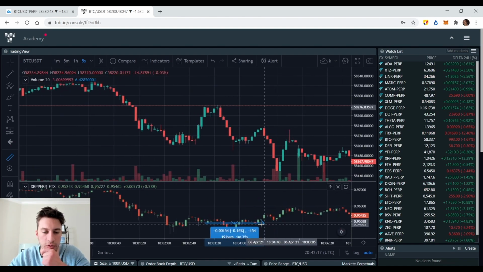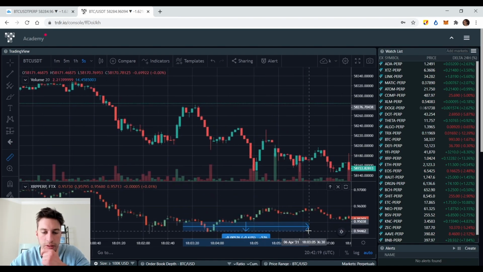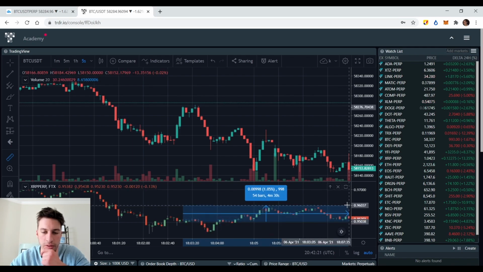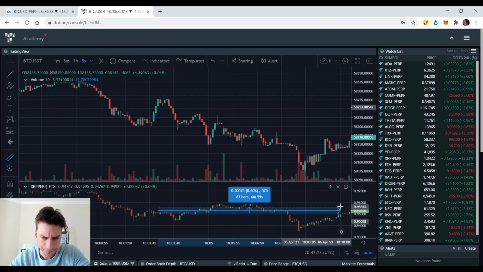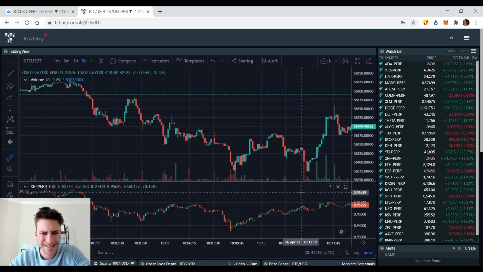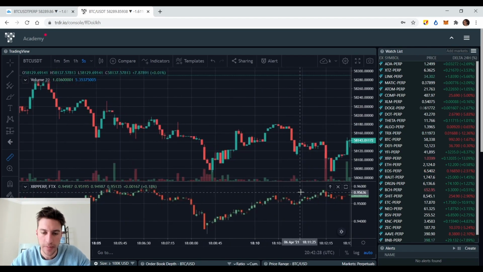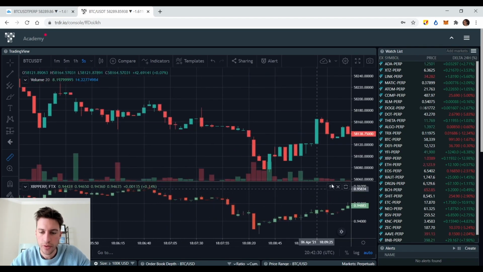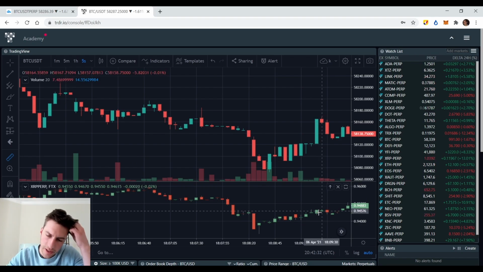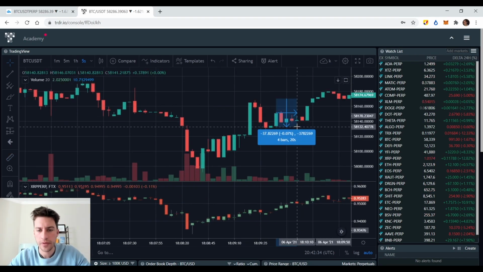And it looks like if you had bought there, your drawdown would be about 0.6%, but then price goes back up about 0.9. So that probably would have been fine. Not the most beautiful trade of all time, but it probably would have worked. Ooh, this one's a little bit better, but it looks like XRP rose around the same time.